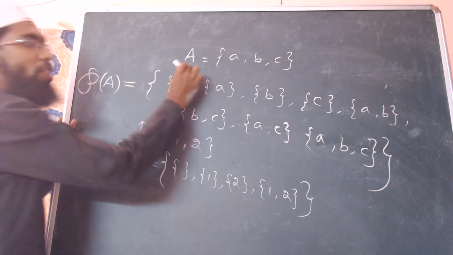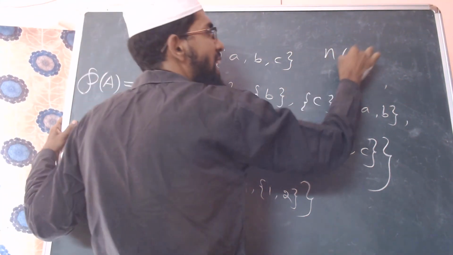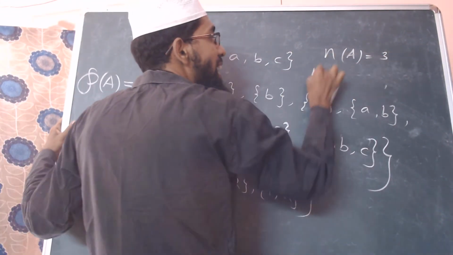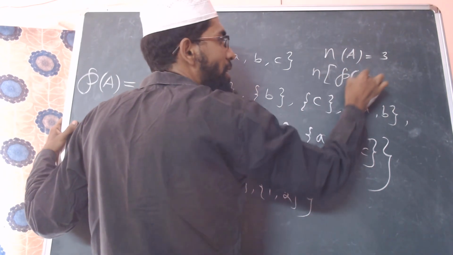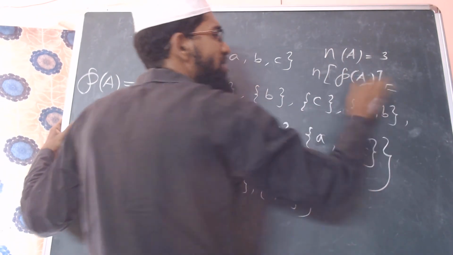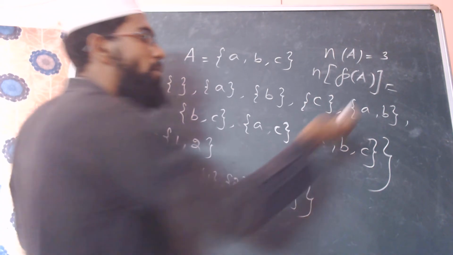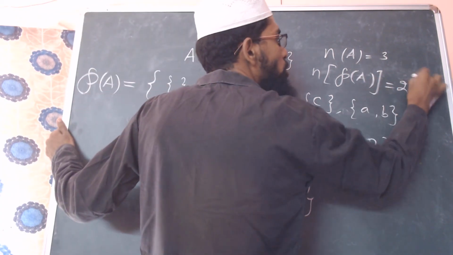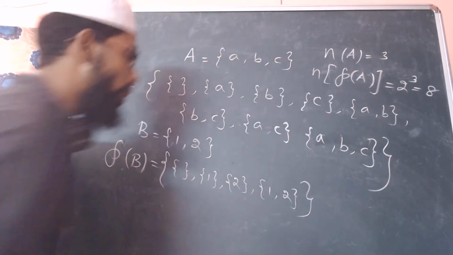If n of A has 3 elements, the number of elements in P of A will be what? P of A is nothing but the possible subsets, right? So the same formula, 2 cube, equal to 8.